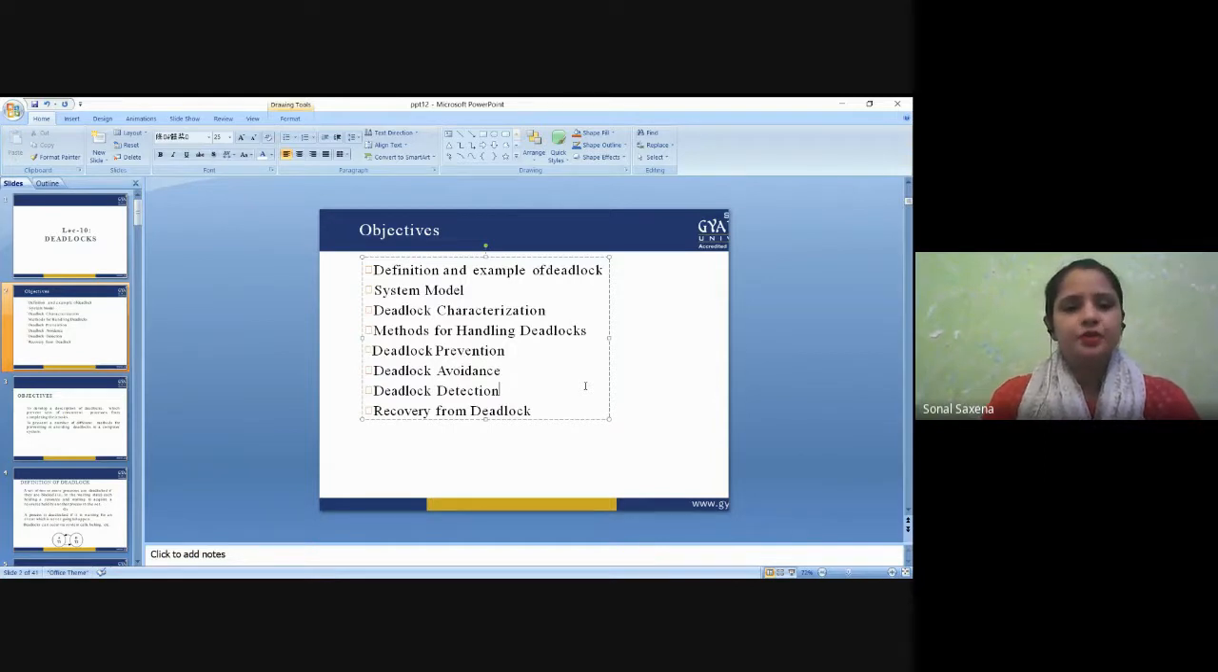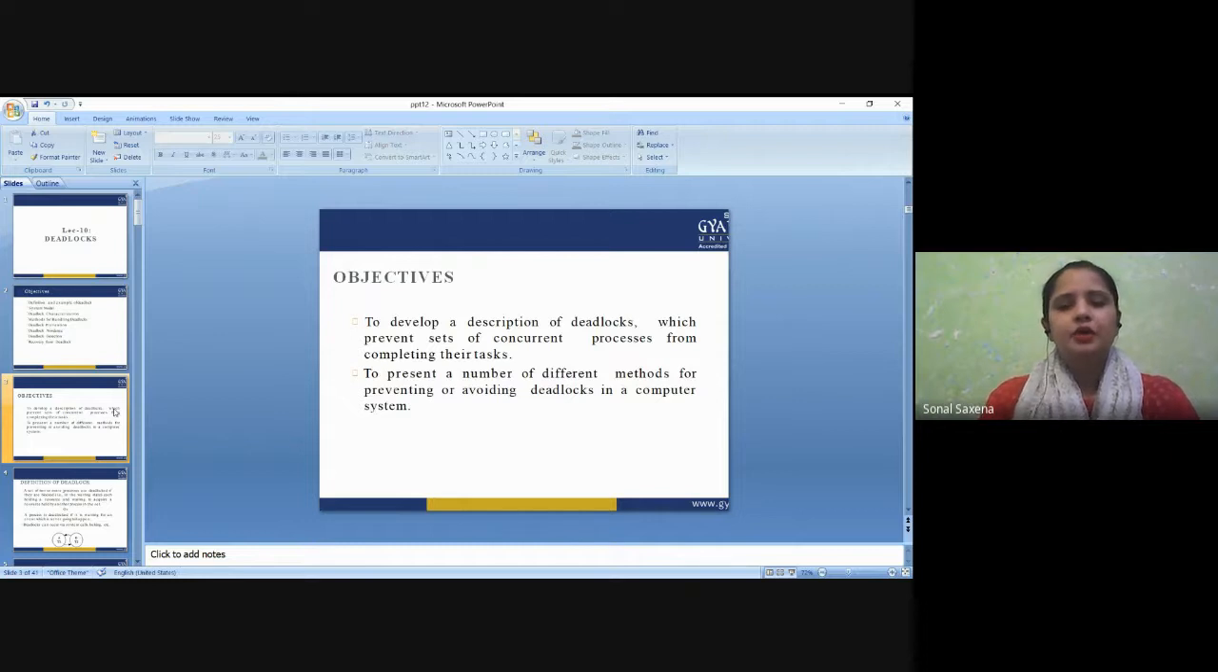So let us quickly understand what exactly a deadlock is. As I told you, the objective here is to develop a description of deadlocks, which prevent a set of concurrent processes from completing their task, and to present a number of different methods or models for preventing or avoiding deadlocks in a computer system.